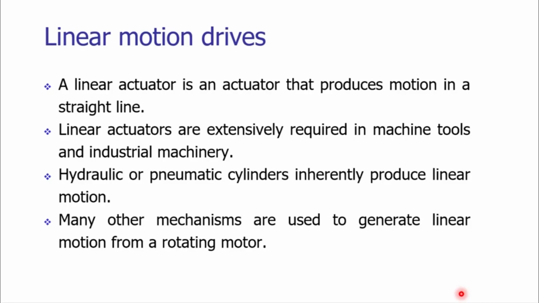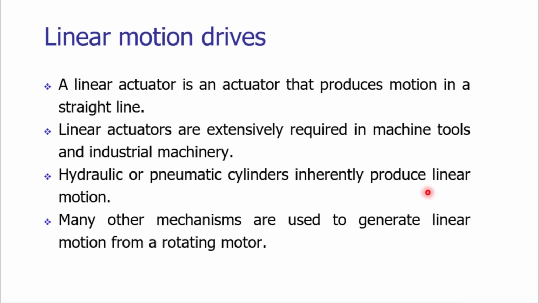In automated equipment, we need various linear motions. We need linear relative movements with the variety of links of the machine. A linear actuator basically is an actuator which is producing the motion in a straight line. So when we are getting a straight line motion from an equipment, that equipment is called the linear actuator.